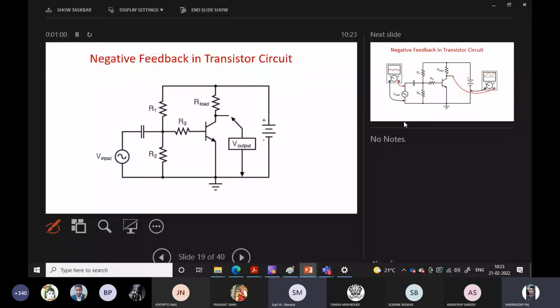Now, how is negative feedback applied in a transistor circuit or in any discrete component? Let us discuss today so that you can have some practical idea of how the feedback topologies are used in the circuit and how feedback is used in biasing to increase the stability in a transistor circuit. Already you know about thermal runaway. Have you heard about the term thermal runaway?